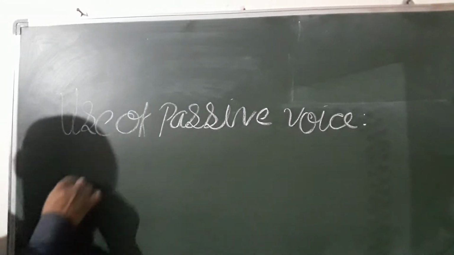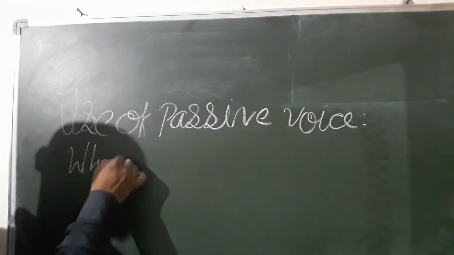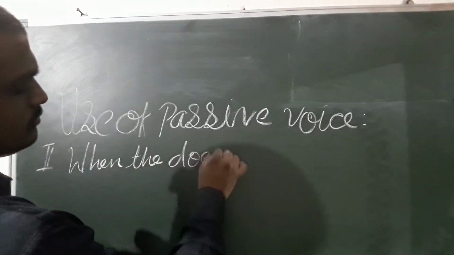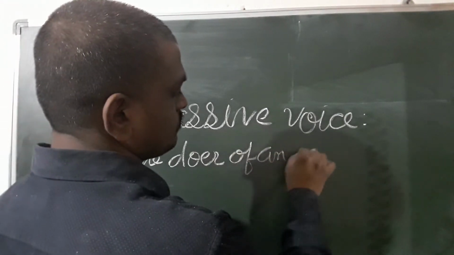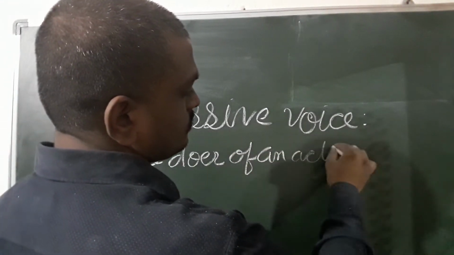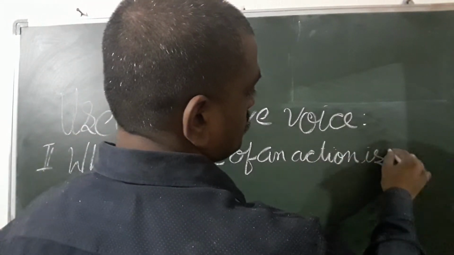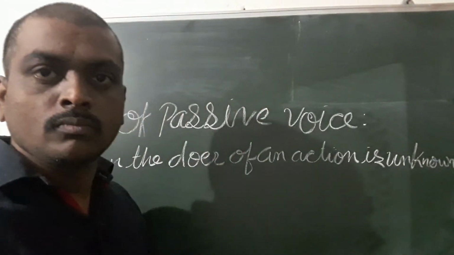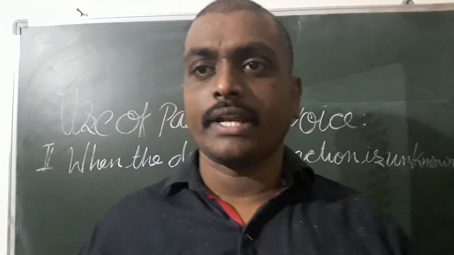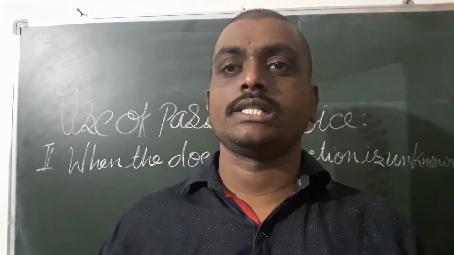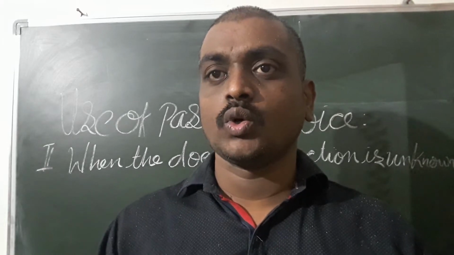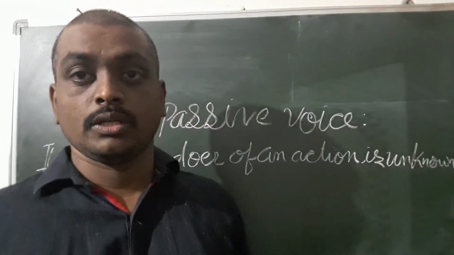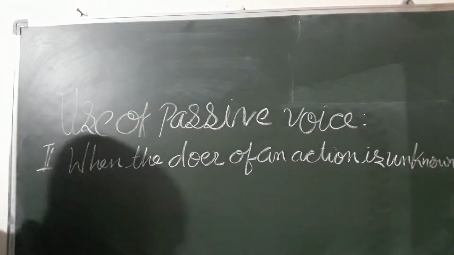The second usage of the passive voice is when the doer of an action is unknown. When the doer of an action is unknown means what? When we don't know what the subject of the sentence is, that time we have to use the passive voice. Okay. For example, the watch was stolen yesterday.